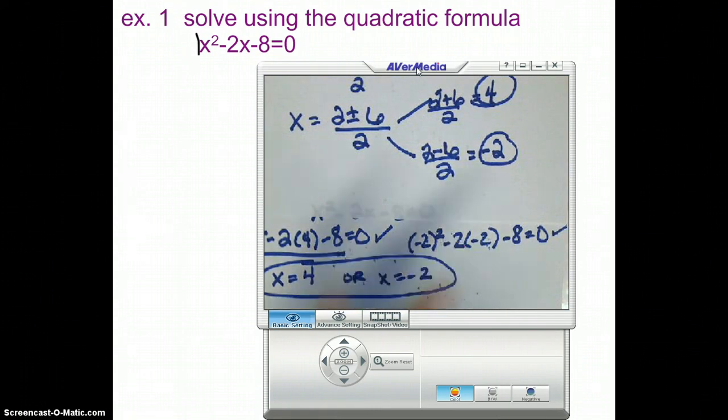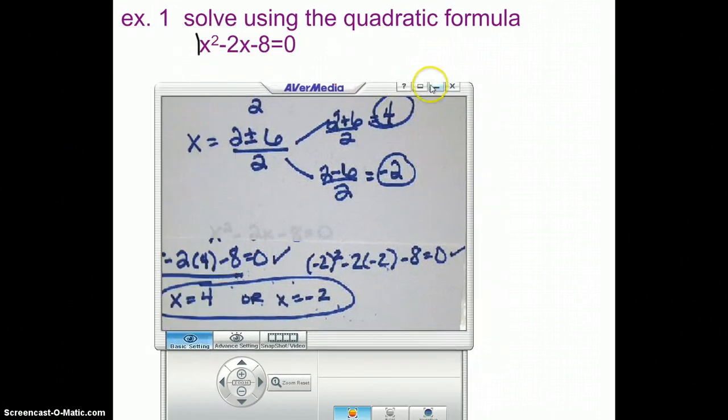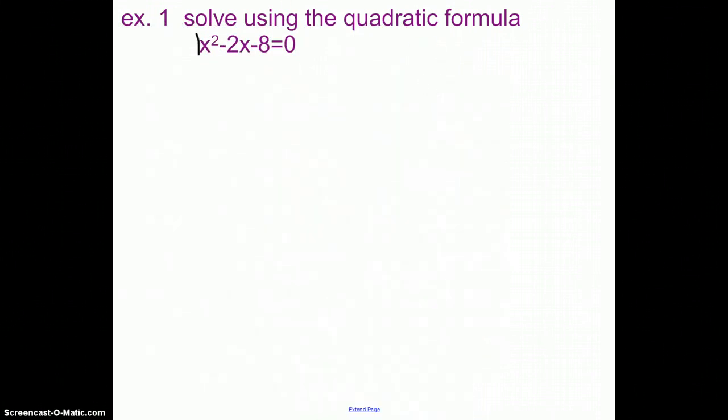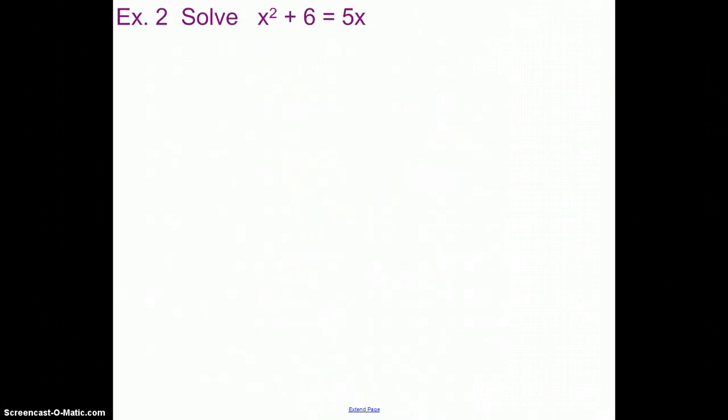Okay, so let's take a look at the next one. Move my document camera out of the way here. Let's look at the next one. Now this one kind of has an issue because there is no 0. So that means that I'm going to have to move this 5x to the other side. So if I assume that it's positive, I'm going to subtract 5x from both sides.